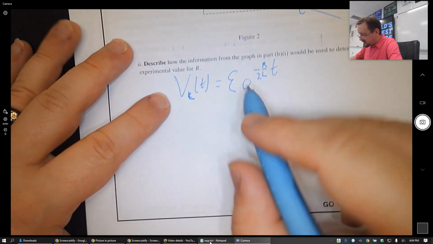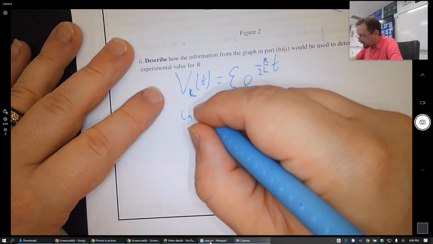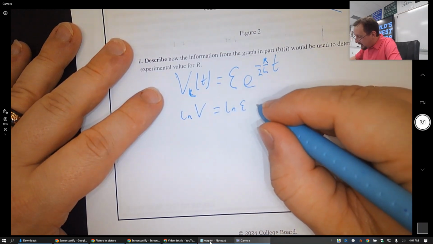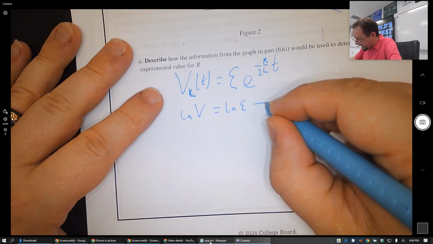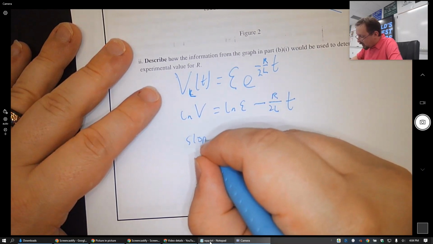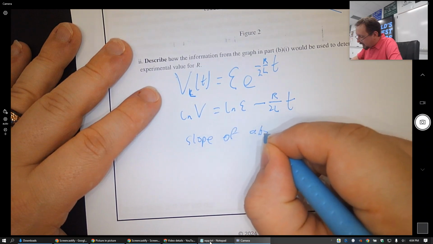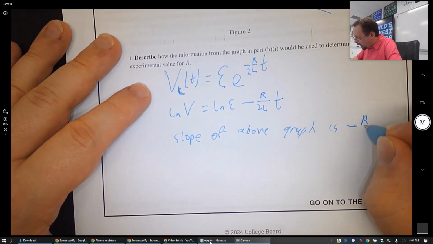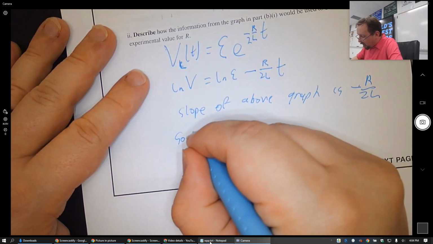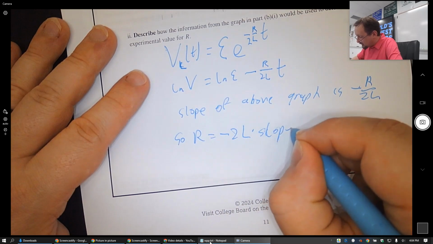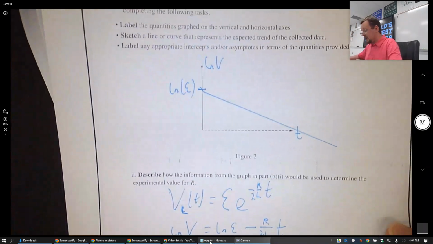So I'm going to say the natural log of V is equal to the natural log of EMF plus negative R over 2L times t. So the slope of the above graph is negative R over 2L. So R equals negative 2L times the slope, which is also negative. And then that's how I would get it.